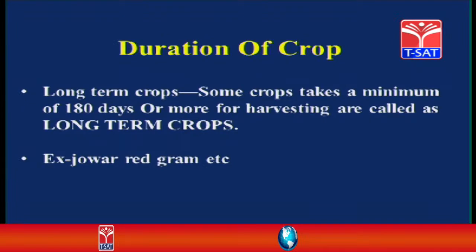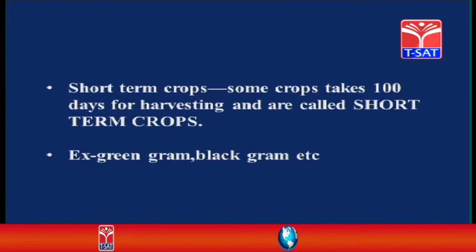And the second one is short-term crops. These crops take 100 days or less for maturity. Some crops take 100 days for harvesting and those crops are called short-term crops. Examples are green gram, black gram, etc. If more duration, long-term crops. If less duration, short-term crops. Is it clear, children? Yes.